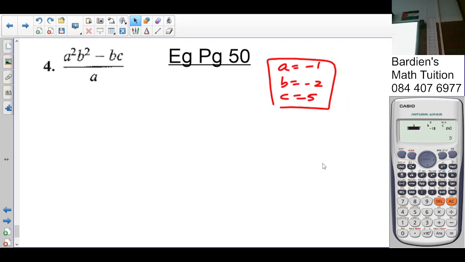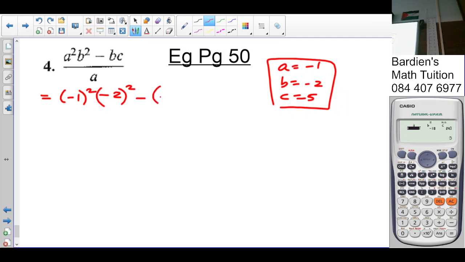Right, this is the substitution. You guys ready? What do we substitute? Negative 1 squared, open brackets, negative 2, minus negative 2. You all agree with that? And this was all over. Who got that wrong? Who got that right? Alright.